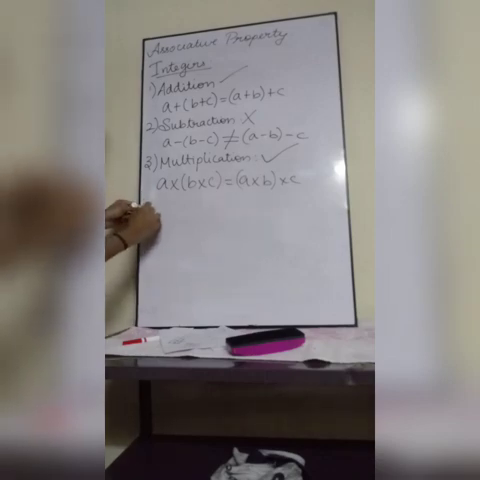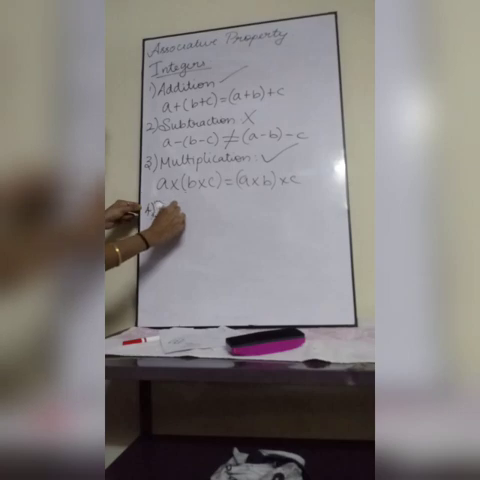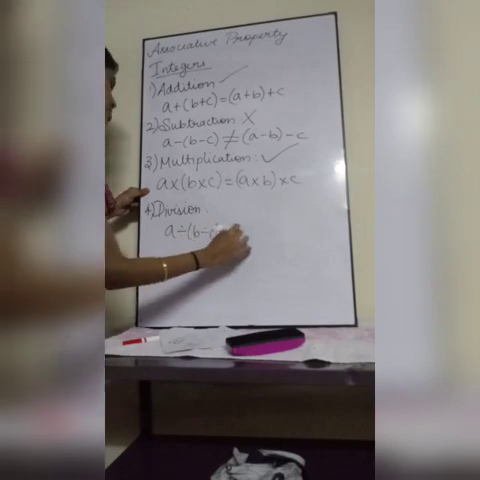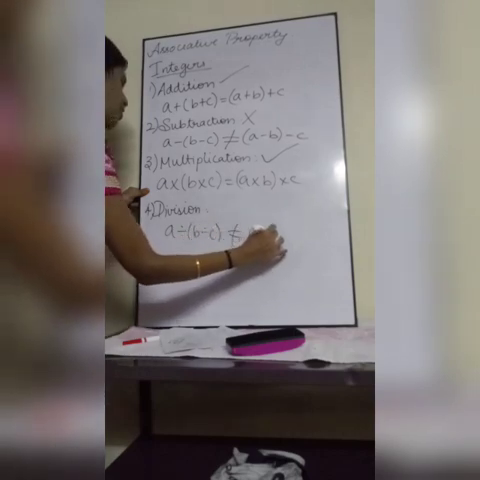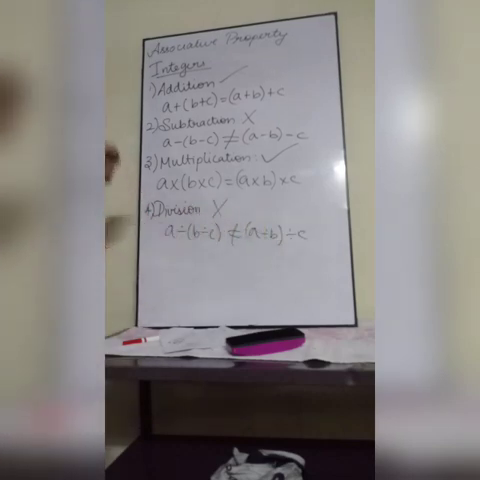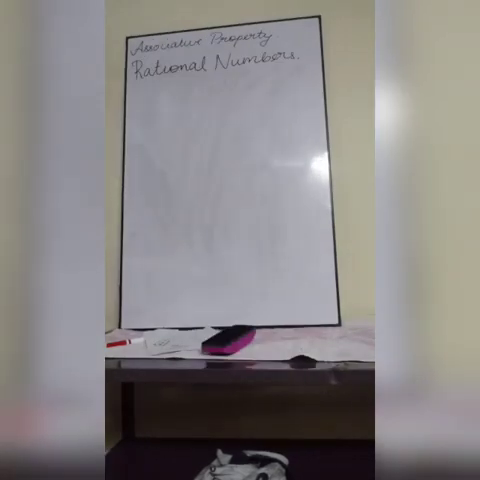Okay. Next comes our division property. Right. Division is (a divided by b) divided by c is not equal to a divided by (b divided by c). Because I told you subtraction and division is not satisfied. So integers are not associative under division. Okay, understood? For rational numbers.